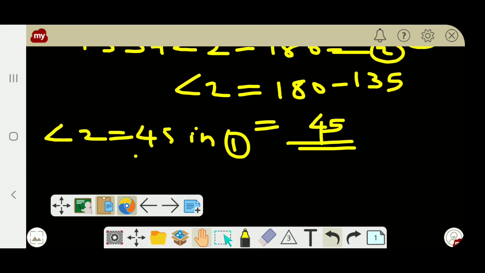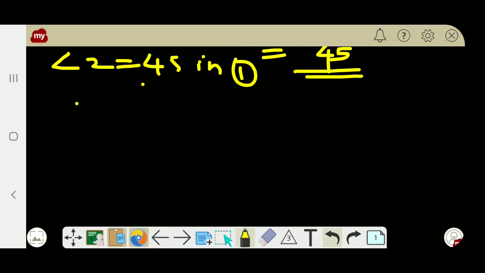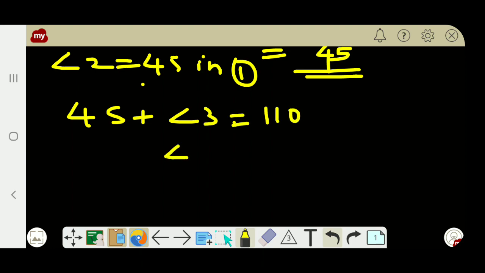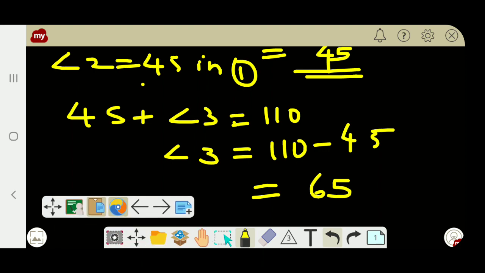Angle 2 plus angle 3 equals 110. That is 45 plus angle 3 equals 110. So, what is angle 3? Measure of angle 3 equals 110 minus 45, which equals 65 degrees. So, we got angle 3 equals 65 degrees.